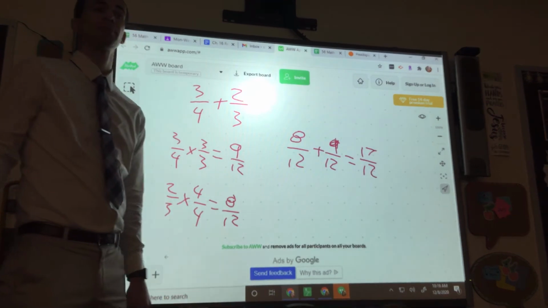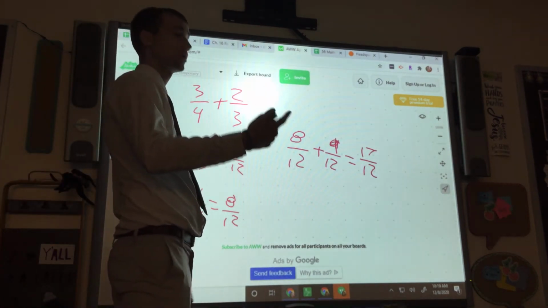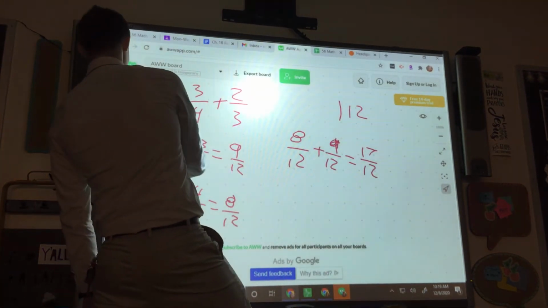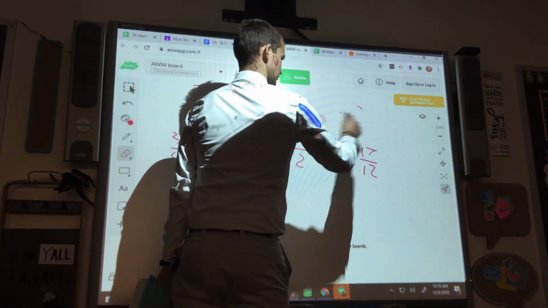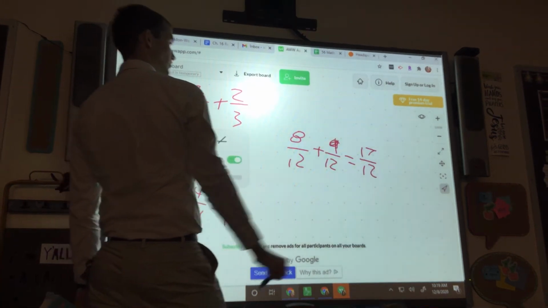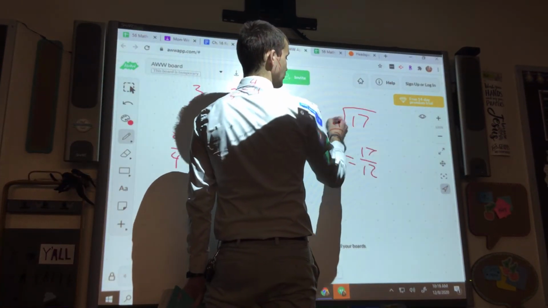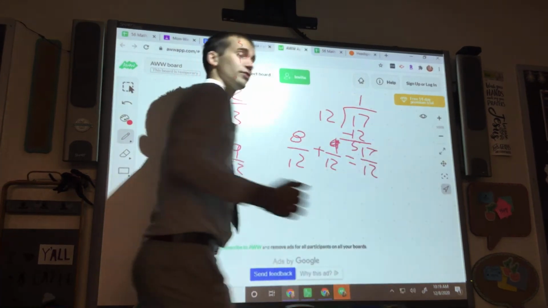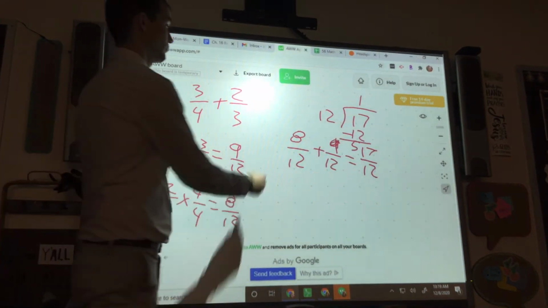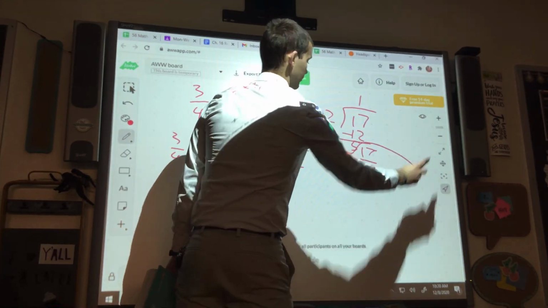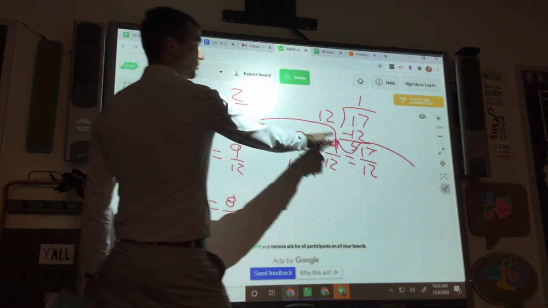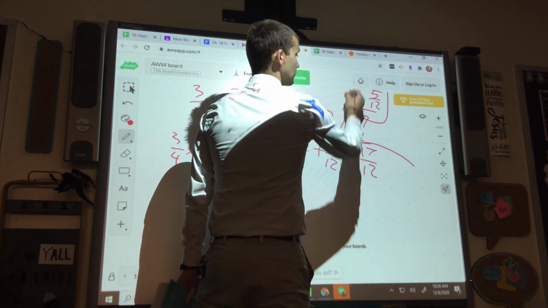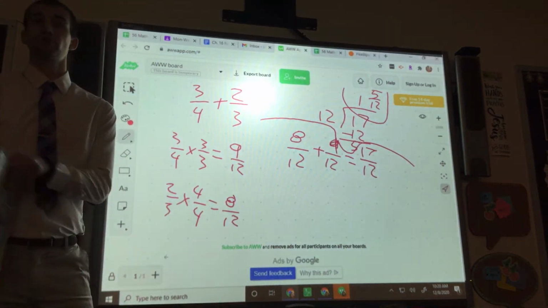To turn it into a proper fraction, we have to do 17 divided by 12. I think it goes in one time. You have 5 left over, and as you will hopefully remember, if you have 5 left over, you put that on the top, you put it over 12. 1 and 5/12. That's what you're going to do.